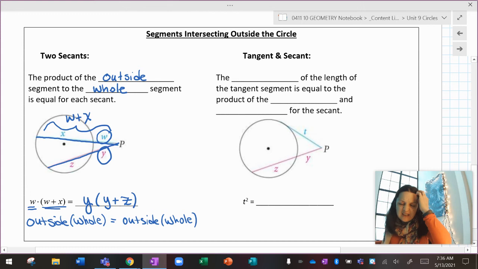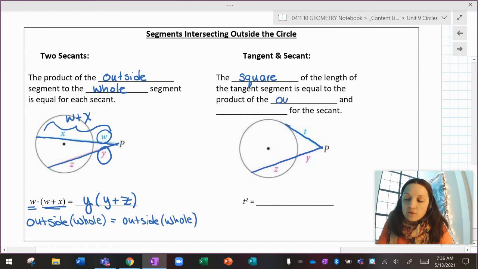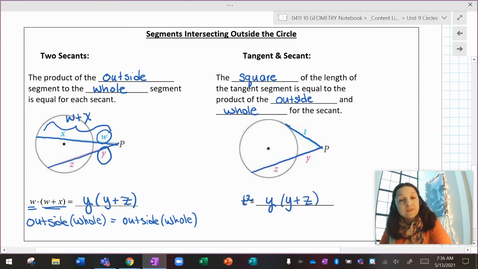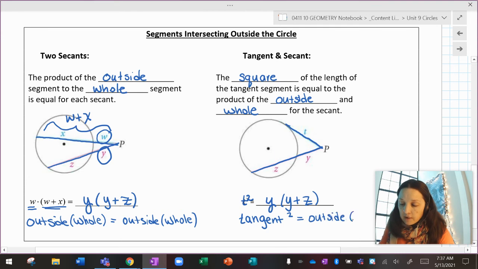Well, what if instead of two secants, I had a secant and a tangent? Those can still intersect outside. So here's a tangent. Here's a secant. The rule for that is slightly different. What you want to do is square the length of the tangent and then still do outside times whole for the secant. So the rule is the tangent piece gets squared, t squared, equals outside times whole for the secant. So tangent squared equals outside times whole.